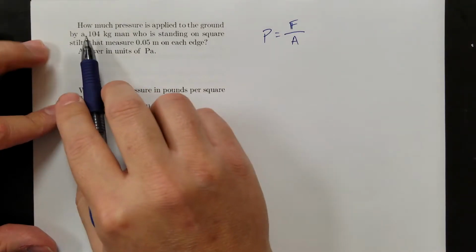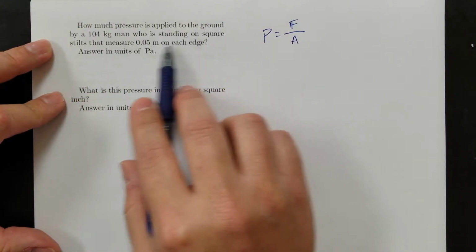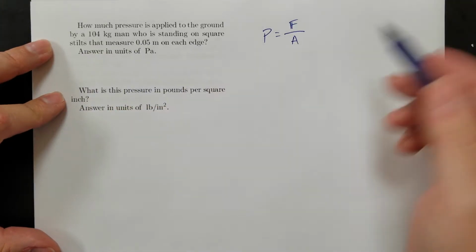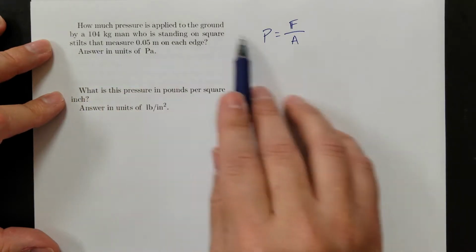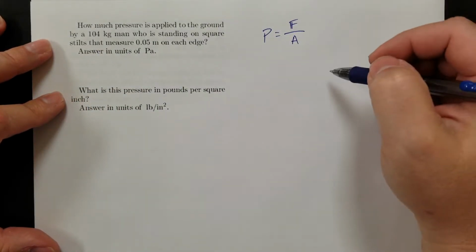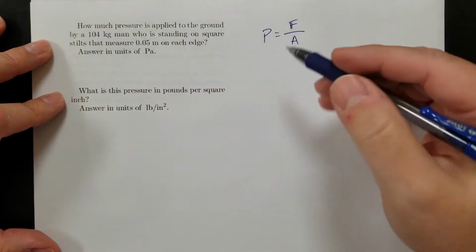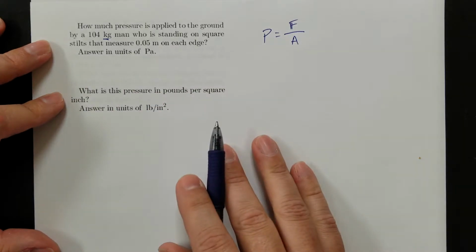So this problem: how much pressure is applied to the ground by a 104 kilogram man who's standing on square stilts that measure 0.05 meters on each edge? So I want to find pressure, so I need the force over the area. What's the force going to be? Well, the force is his weight pushing down. But 104 kilograms, that's a mass.